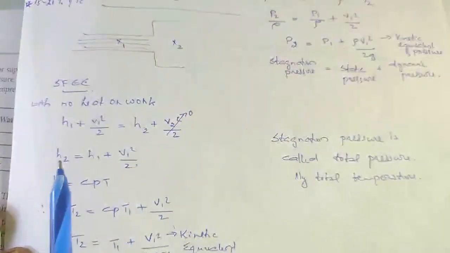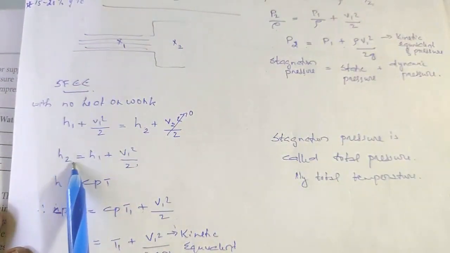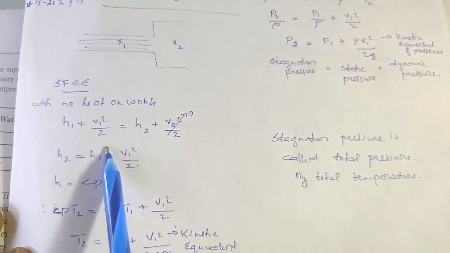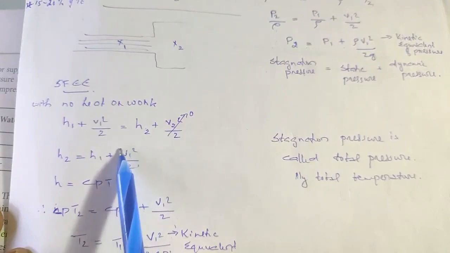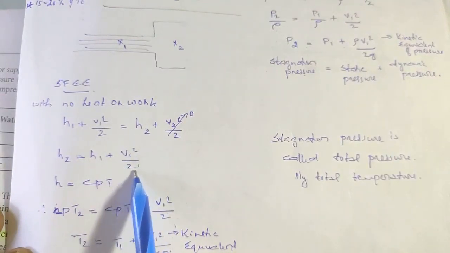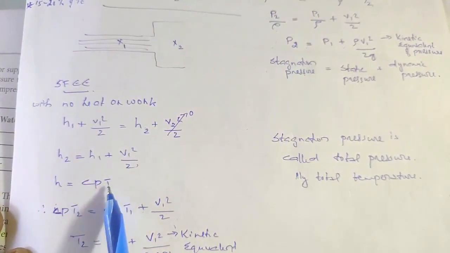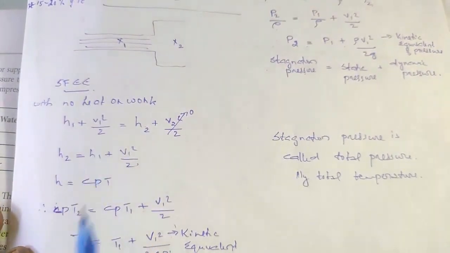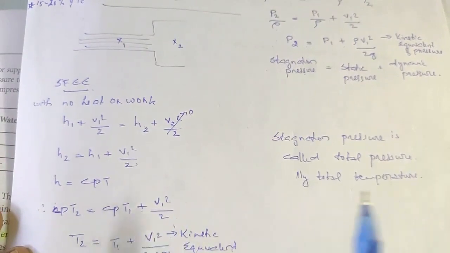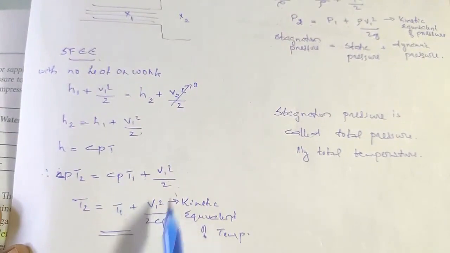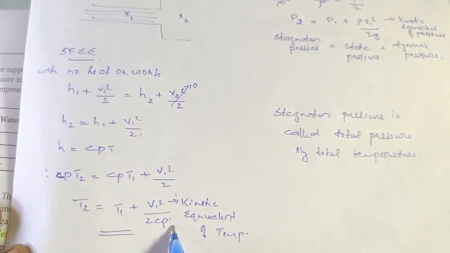What is H1? This is H2, which means this is the stagnation enthalpy. So stagnation enthalpy is equal to static enthalpy plus the kinetic component of enthalpy, energy. So what is H equal to? H is equal to CpT. So we can write this equation as CpT2 is equal to CpT1 plus V1 square by 2. That means T2 is equal to T1 plus V1 square by 2Cp.